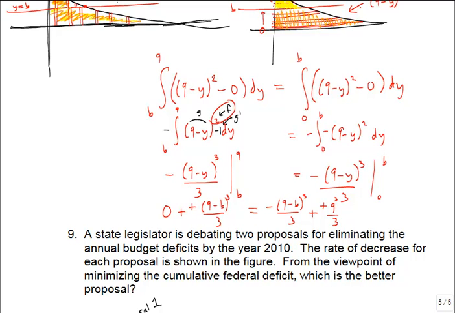Okay, so it looks kind of messy. Let's see what we have. We've got a (9 minus b) cubed over 3 on the left, a -(9 minus b) cubed over 3 on the right, and 9 cubed over 3 reduces to 243, and it's positive. So what I'm going to do is add this entire fraction over to the other side.